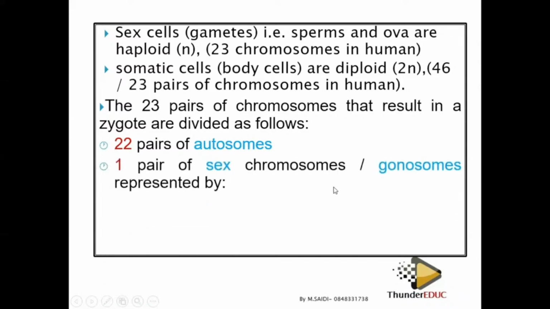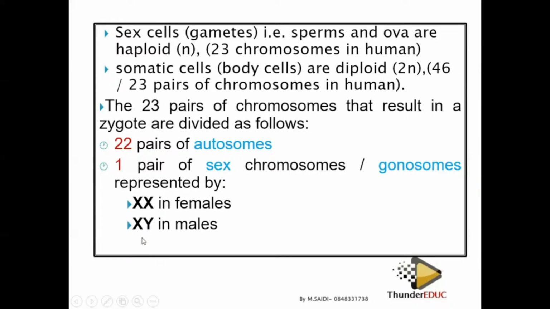One pair of sex chromosomes, that one pair, that is the 23rd pair, we call it the sex chromosomes, or scientifically we call them gonosomes. So this pair is divided into two. We have the XX, which is female, and then we have XY, which is male. So it means that females will always have XX, and males will always have XY.